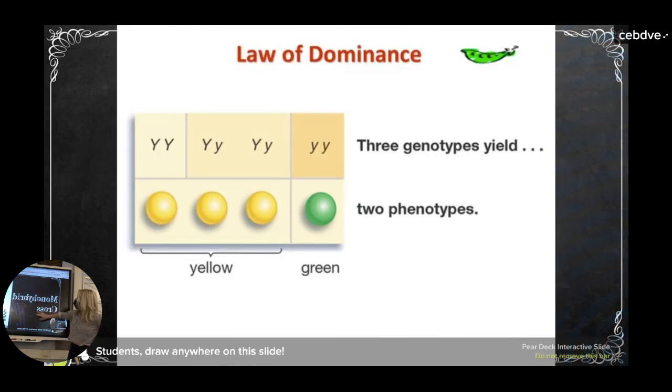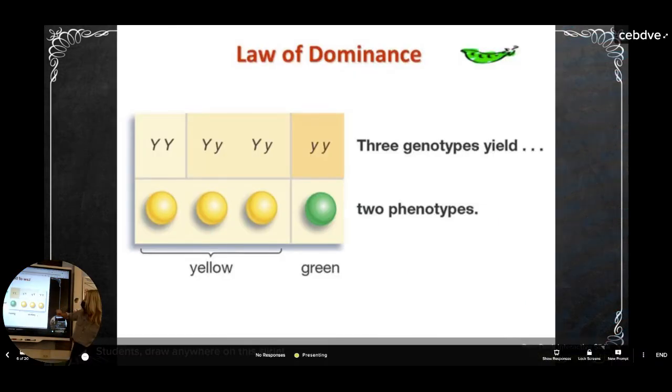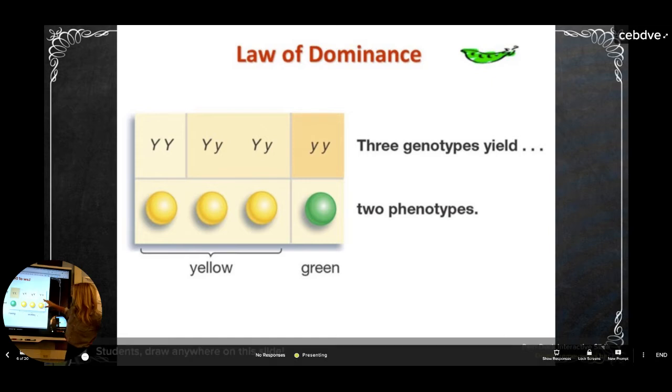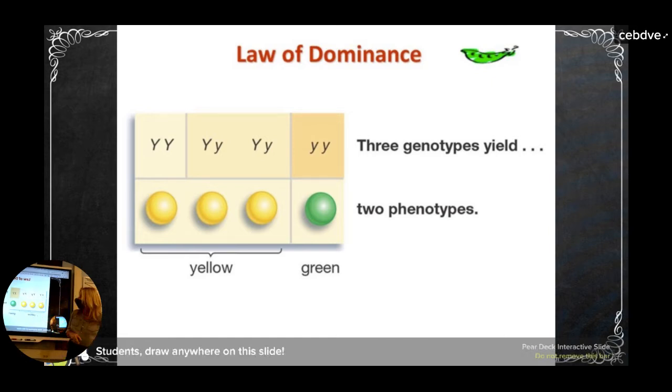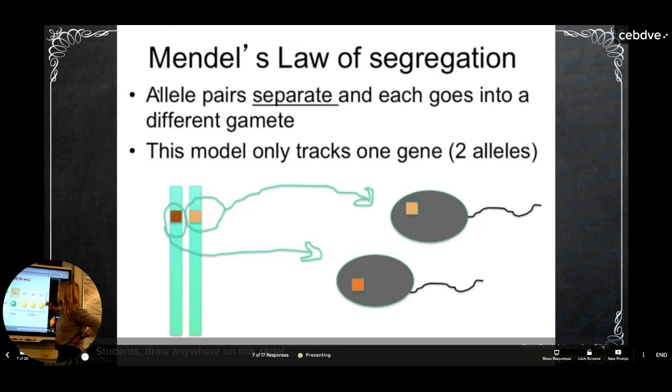Okay. Now, law of dominance. Where in here do I see the law of dominance? Where specifically do I see the law of dominance? Tell me out loud. Big Y, little y, right? In the heterozygote condition. Here, of course, I'm yellow. Here, of course, I'm green. But in the heterozygote, that's where I see the law of dominance, because big Y is dominant over little y. Perfect.